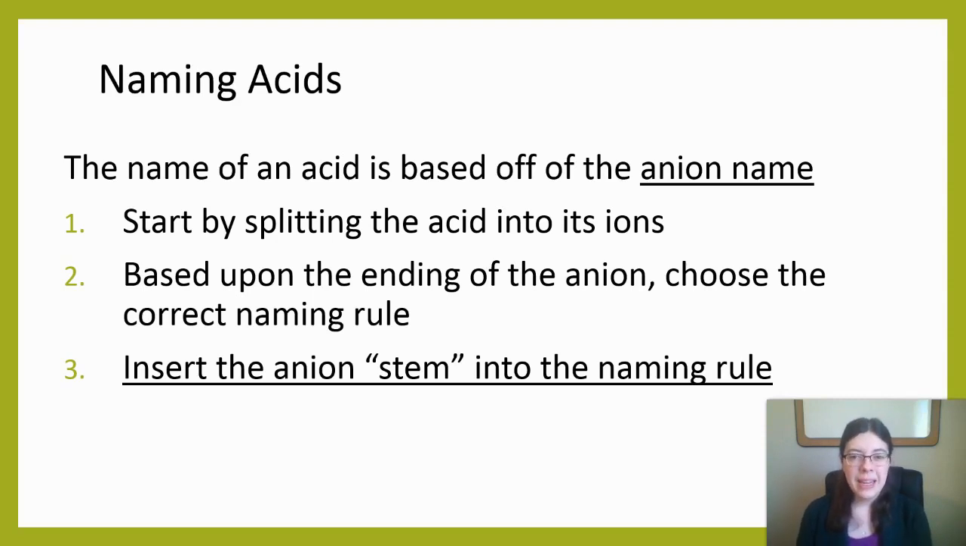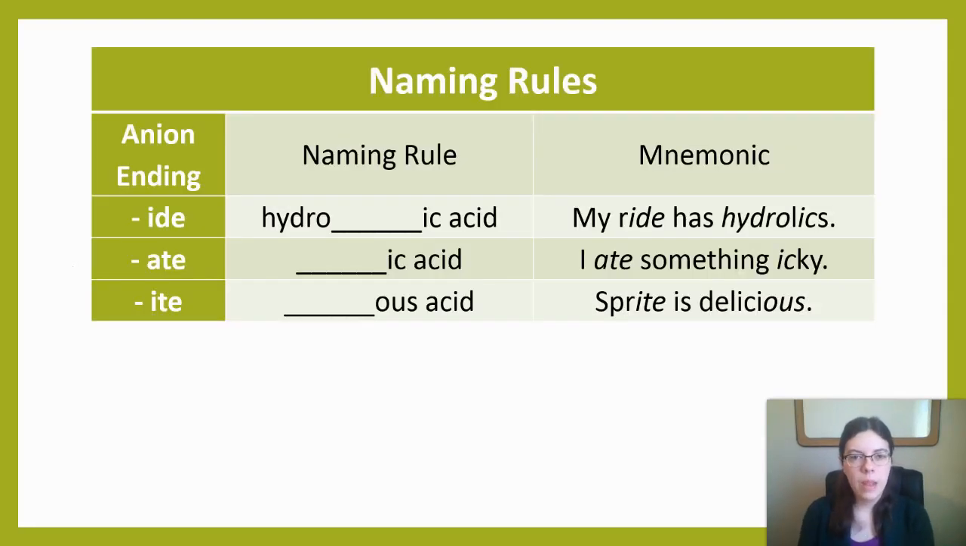So we're going to split the acid into its ions, so the cation and the anion. For the anion, we want to use the correct naming rule based upon the name of the anion. And then we're going to insert that stem into the naming rule. So let's go ahead and work through some examples of this. But first, the naming rules themselves.